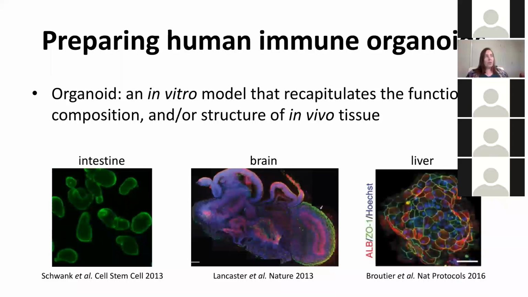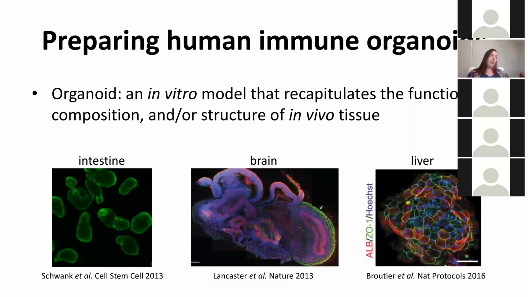Okay, so this is where the organoid stuff comes in. For those of you who don't know, an organoid is an in vitro model that tries to recapitulate various features of the original tissue or organ that it comes from. That's including the function, of course, the cellular composition, and ideally also the structure of the in vivo tissue.